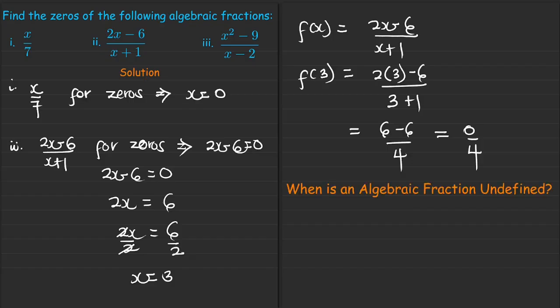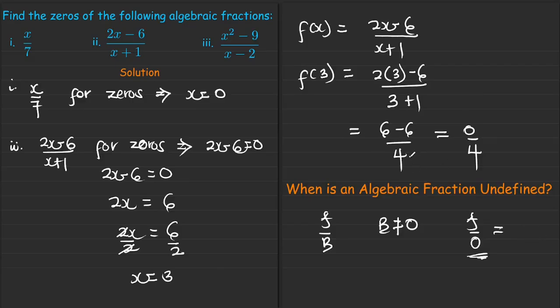So when it comes to an algebraic fraction, when we say an algebraic fraction is undefined, then what we simply mean is the denominator is 0. If you have any fraction at all, if you have a over b, the denominator should never be 0. If the denominator becomes 0, then you are going to get a over 0. And you know, in mathematics, we don't do this. We say it is infinity or undefined.